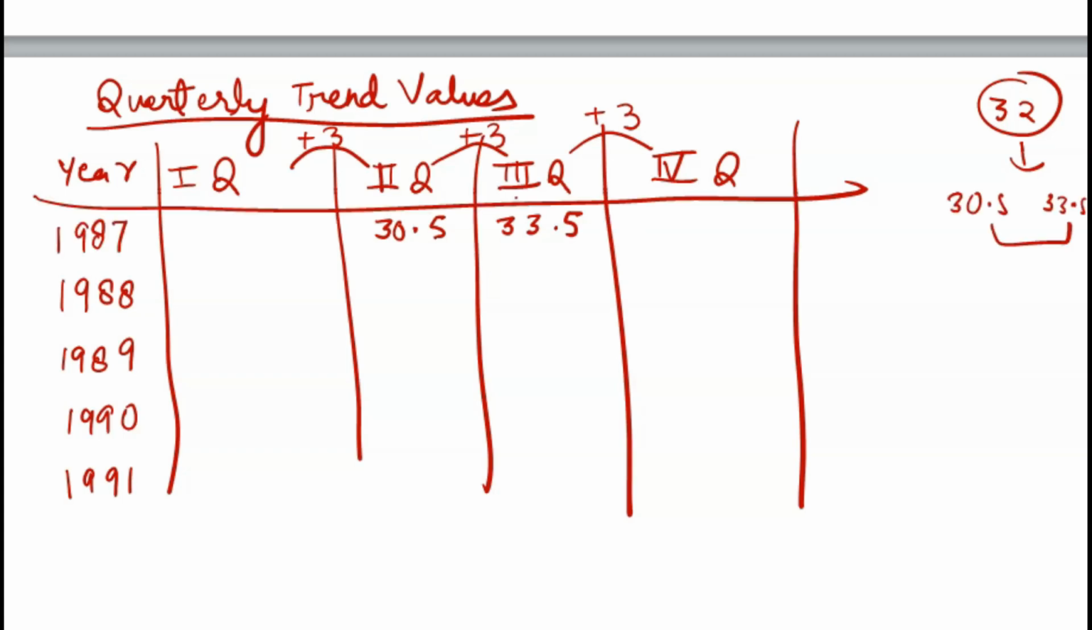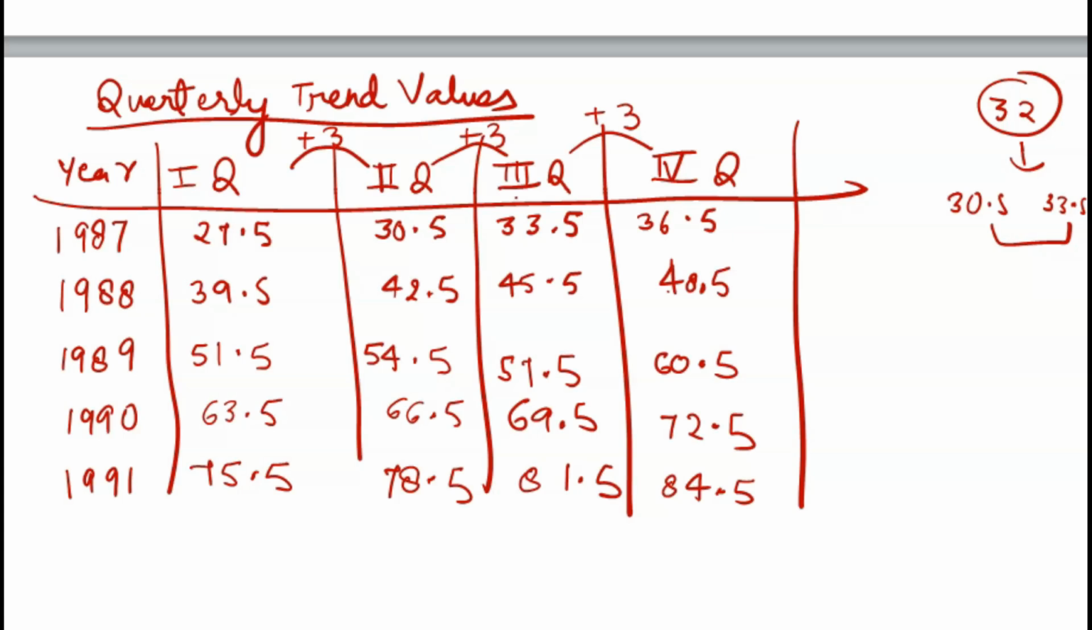So if we are going backward, 30.5 minus 3 we have to do, so here 27.5. If we are going for the next value, 33.5 plus 3 is 36.5. Next, 36.5 plus 3 is 39.5. Like this we have to add 3 and find the values. Now this is done. Now we have to find out the ratio.